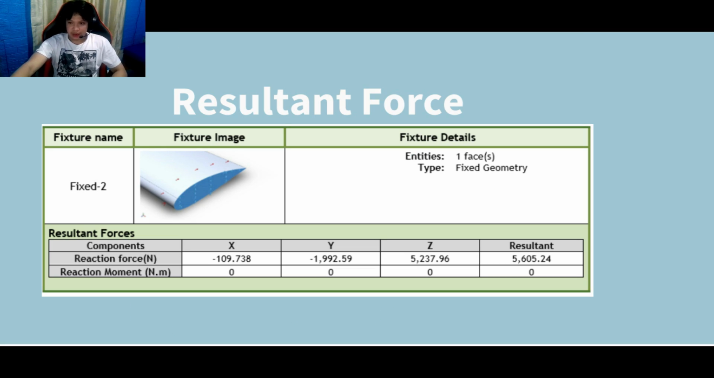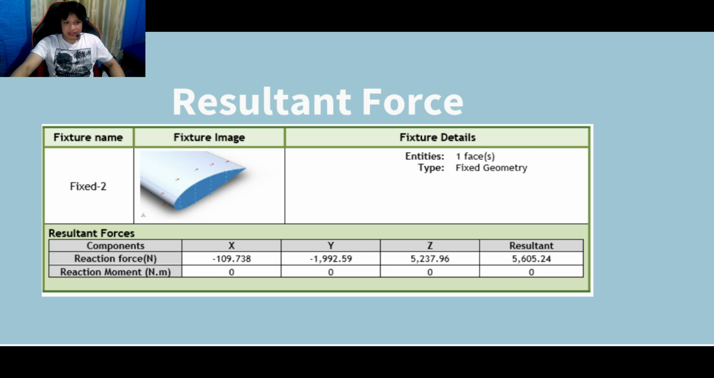Forces. Here on page 12, we have different forces on different planes of our airplane wing. For the reaction force, in the x-axis we have negative 109.738. This force is caused by the sideways movement of our airplane wing. For the y-axis, we have negative 1,992.59. This is caused by the lift force.